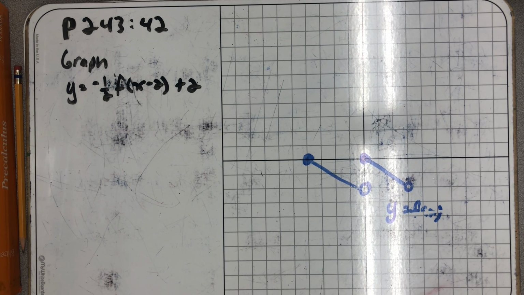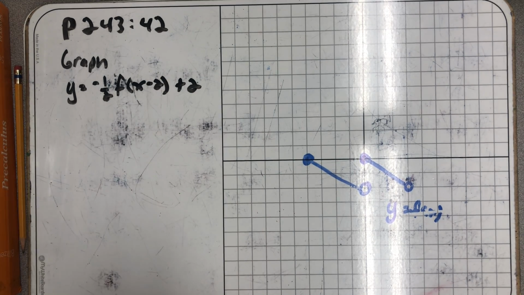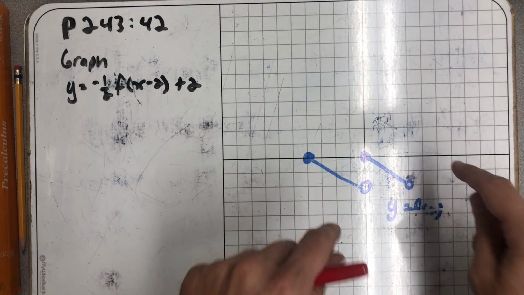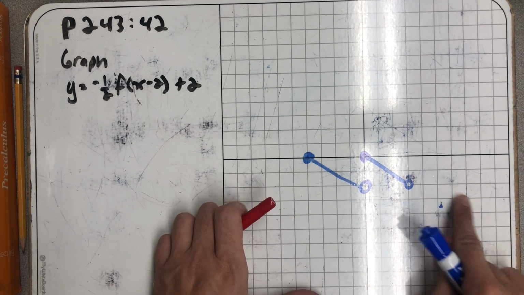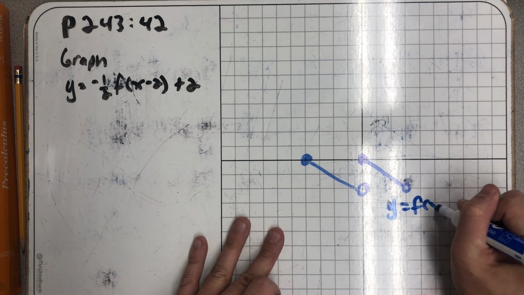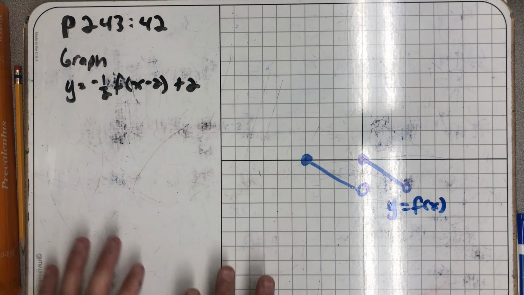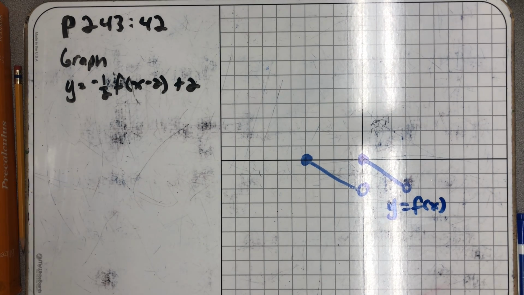In number 42, we're asked to graph this function, y equals minus 1/2 f of x minus 2 plus 2, if this was y equals f of x. So I need to think about our transformations of functions. I need to think about what all the transformations are doing here, and I want to start by listing them in the correct order.